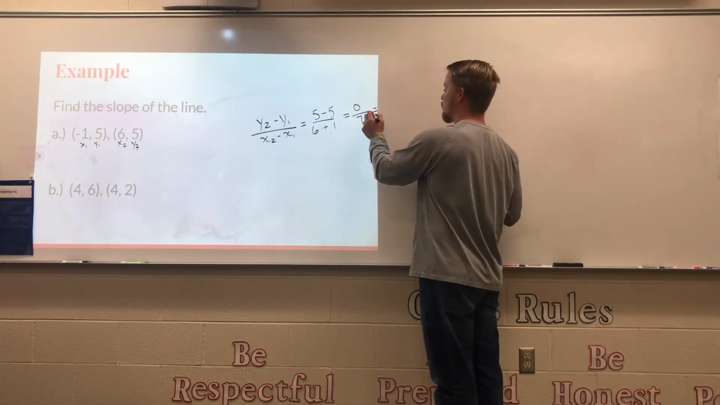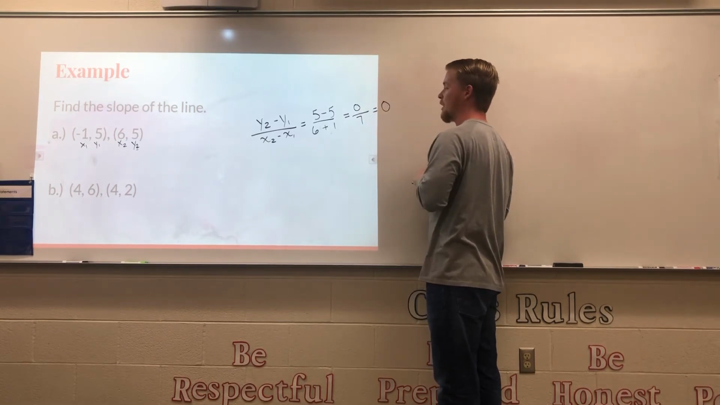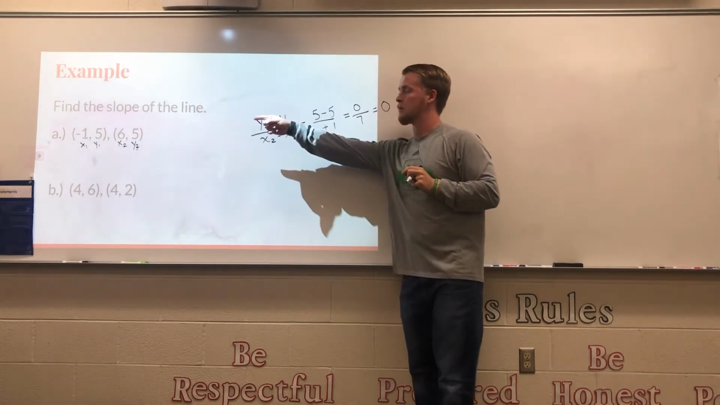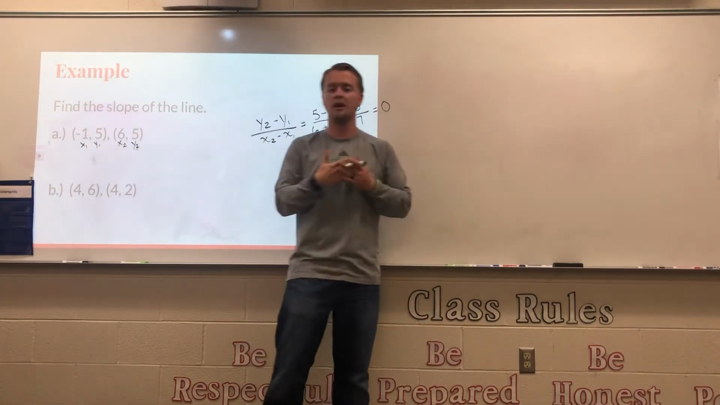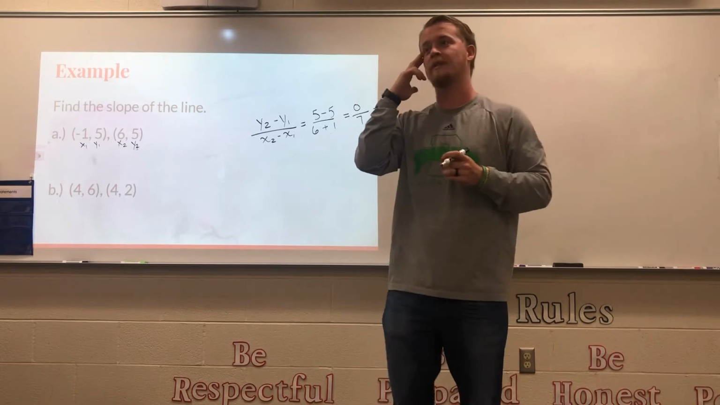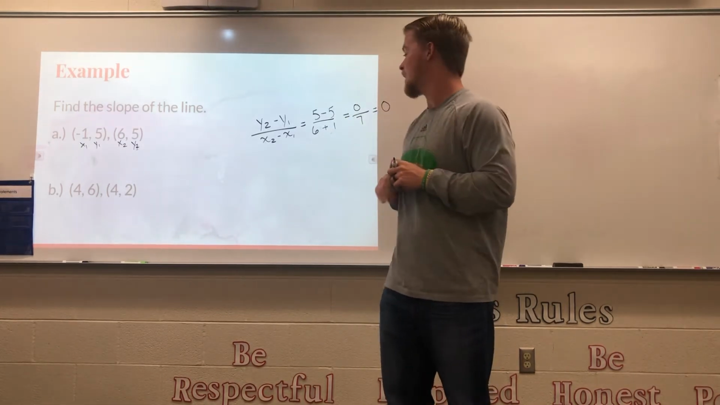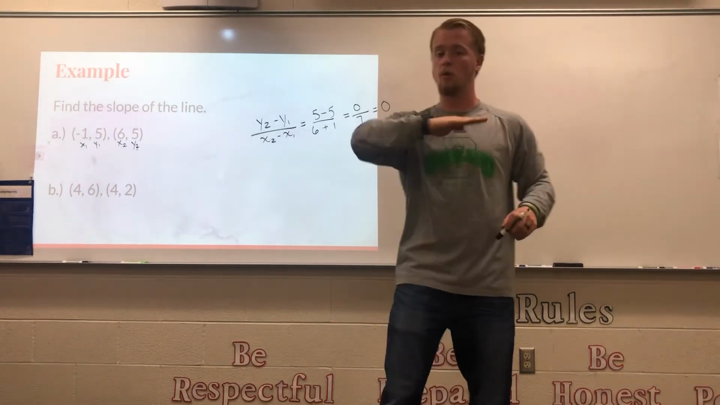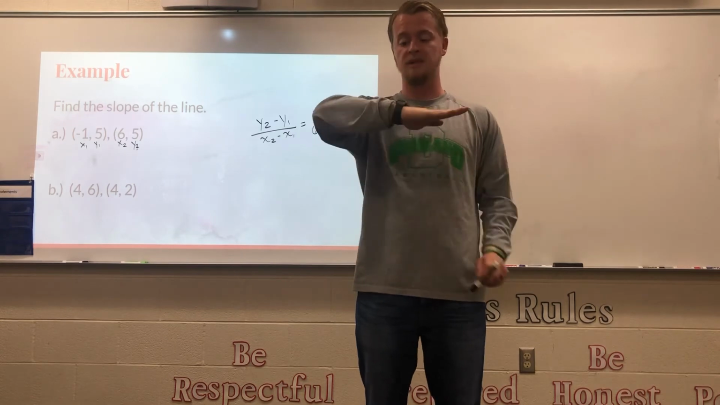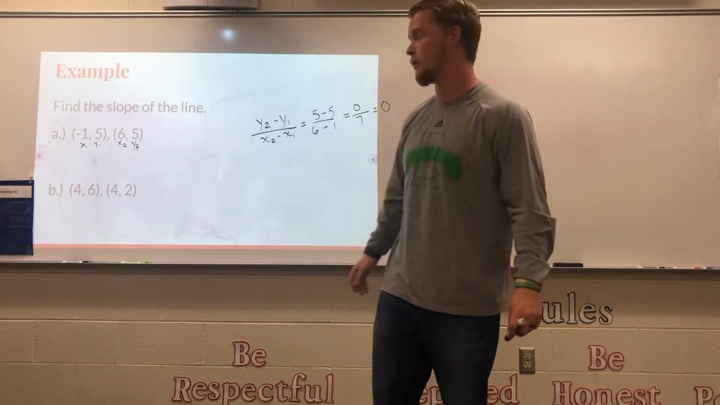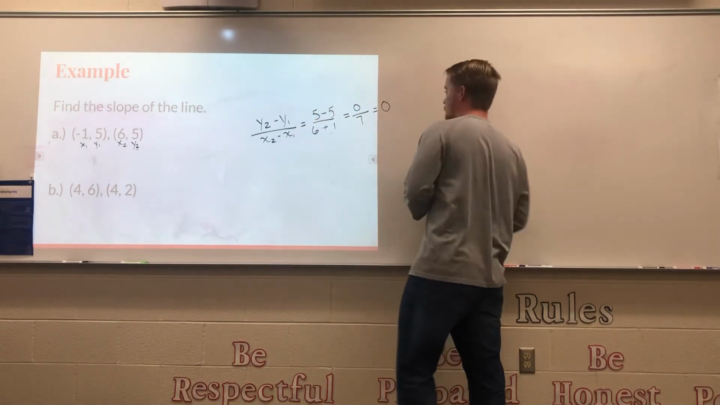And then lastly, you just work it out. 0 divided by 7 is 0. So that tells me that these 2 points, when plotted, have a slope of 0. And if you think, well, if it has a slope of 0, what type of line is it? Hopefully you remember from a few slides ago, a slope of 0 means you have a horizontal line. So if you were to plot those points on the coordinate grid, you would see it is horizontal. Okay, so let's look at the next one.